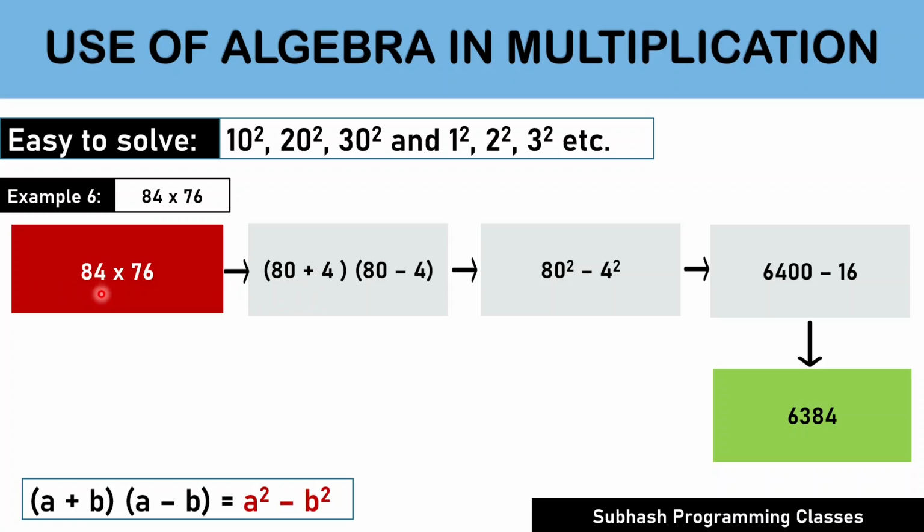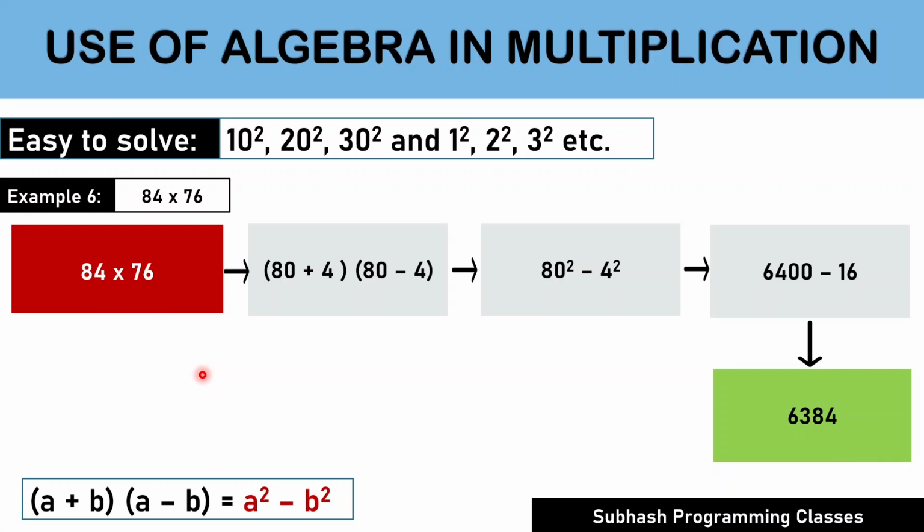84 can be written as 80 plus 4 and 76 can be written as 80 minus 4. Therefore, using the algebraic equation (a plus b) multiplied by (a minus b) is equal to a square minus b square, we can easily calculate (80 plus 4) multiplied by (80 minus 4) as 80 square minus 4 square, which will result in 6400 minus 16. When calculated, this gives us the answer of 6384, which is the actual result for 84 multiplied by 76.